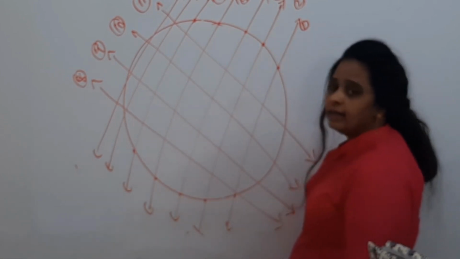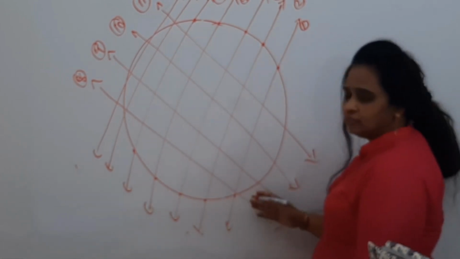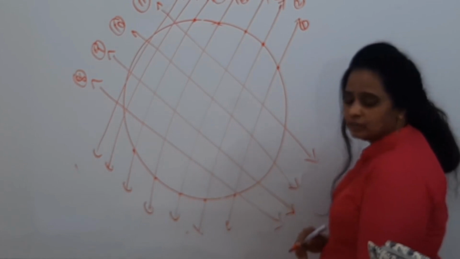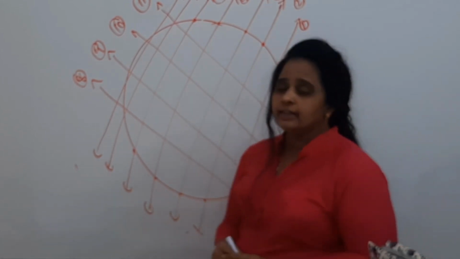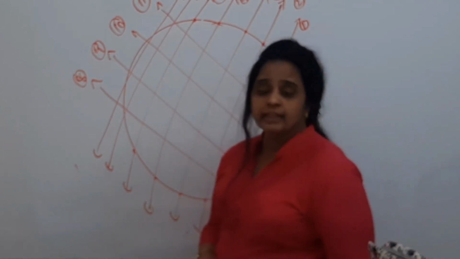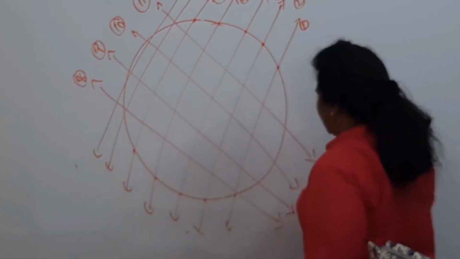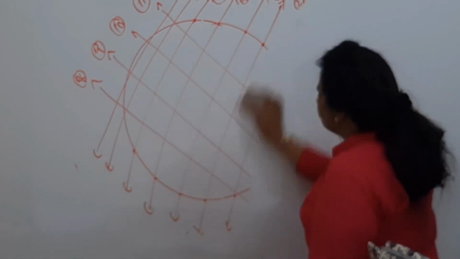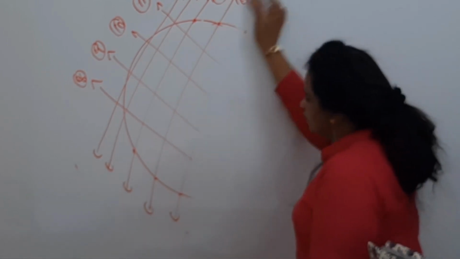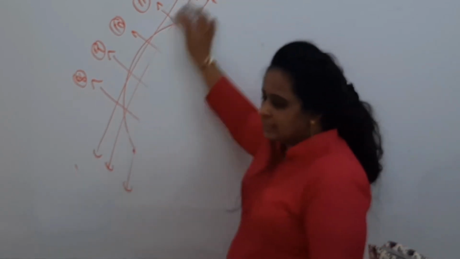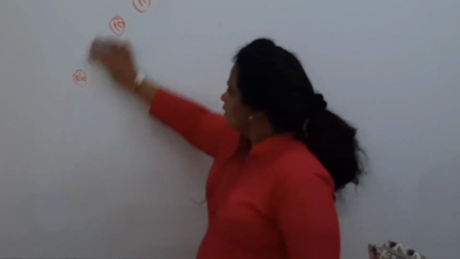But no line can touch the circle at 3 or more than 3 points. So, we conclude there is no possibility that a line can intersect a circle in 3 or more than 3 points. And the next activity says like this.